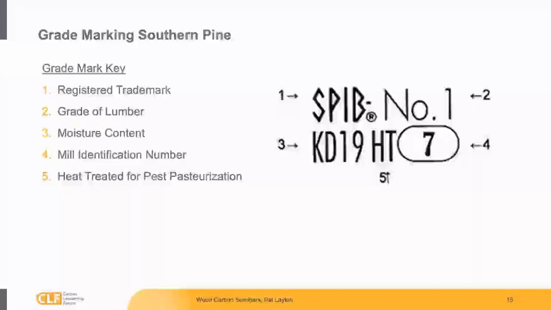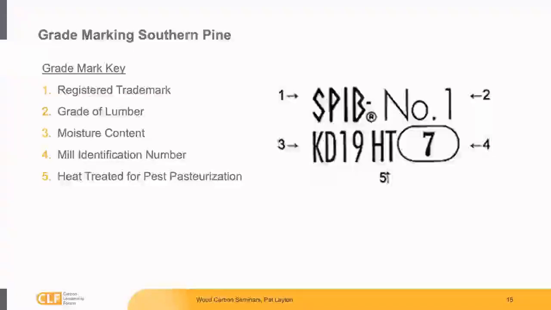I wanted to just touch base on the marks that are on wood. This is the grade marking for Southern Pine. It will tell you who is the established group that's doing the certification of the grade marks. The item number 2 is the grade of lumber. Number 3 is the moisture content, and this indicates this piece of wood has been kiln dried and is less than 19% moisture content. And number 4, in case you need to know it, is the very important mill identification number.